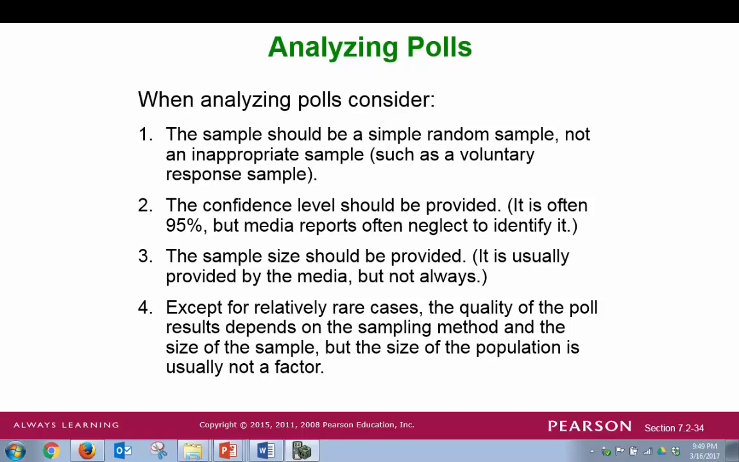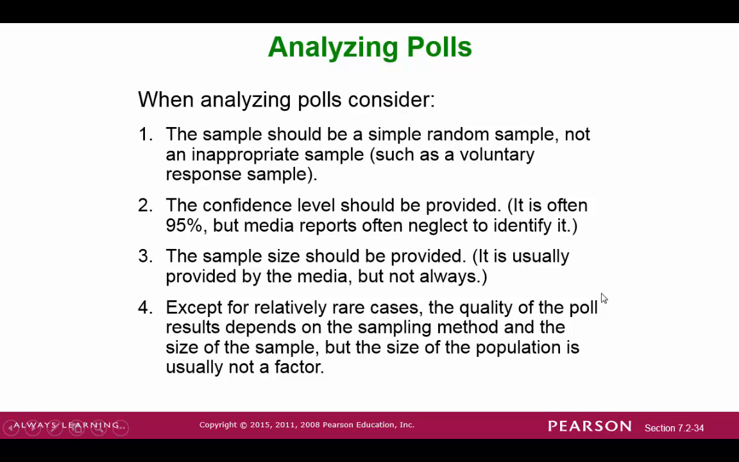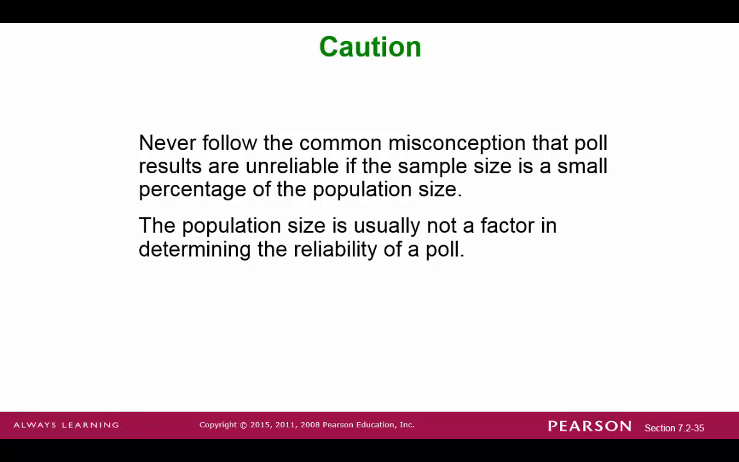The sample size should be provided. A lot of times that's not provided either. A very small sample size might not provide a good representation of the population. So always try to look for the sample sizes. And then, except for relatively rare cases, the quality of the poll results in some sampling methods that the sample size and population is not usually a factor. So one more caution here, we shouldn't follow the common misconception that the poll results are unreliable if the sample size is too small, because there's something to be said about the techniques that they use. Population size is usually not a factor in determining a reliable poll. What's more important is that you get a good representation in your study.